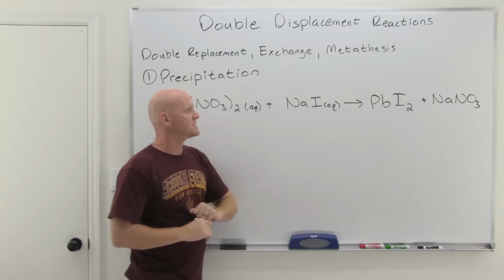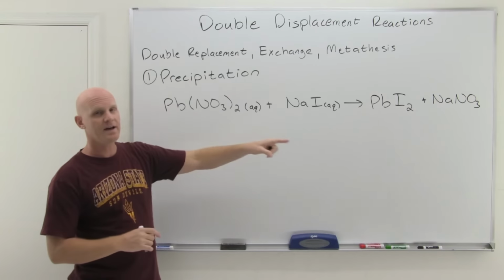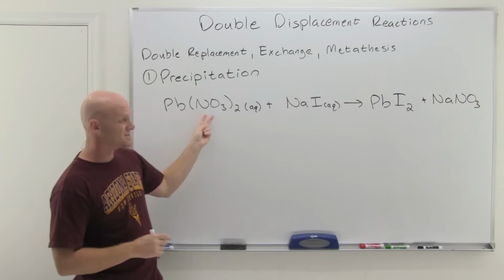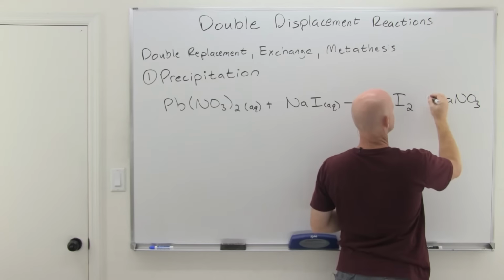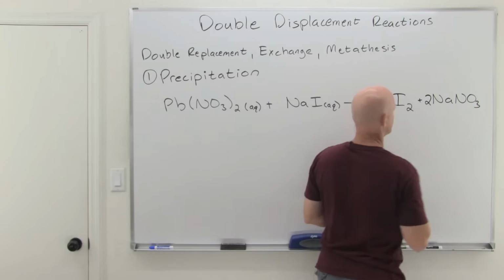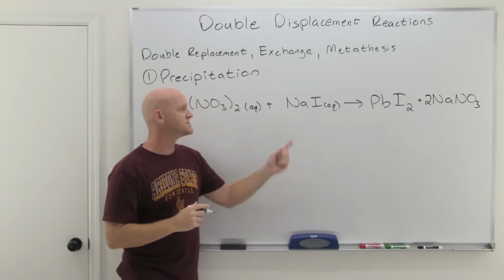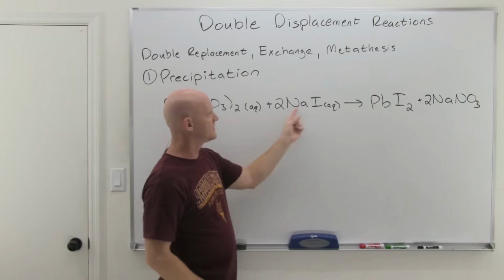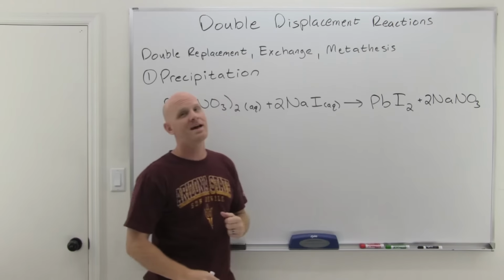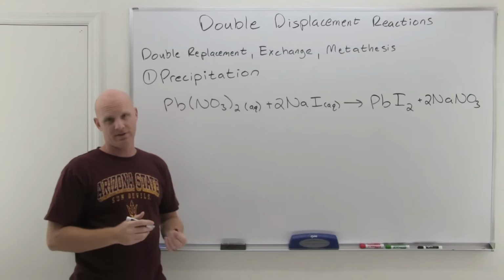All right, so now we got to balance this thing, and in this case, I can see 1 lead on both sides. I can see 2 nitrates on this side. To get 2 nitrates on this side, we're going to have to put a coefficient of 2 right here. That's also going to give me 2 sodiums. So to get 2 sodiums on this side, we'll have to put a 2 right here. And now we have 2 iodides and 2 iodides, and this thing is balanced.